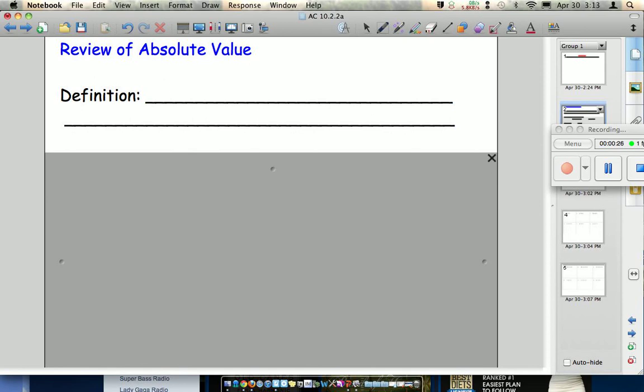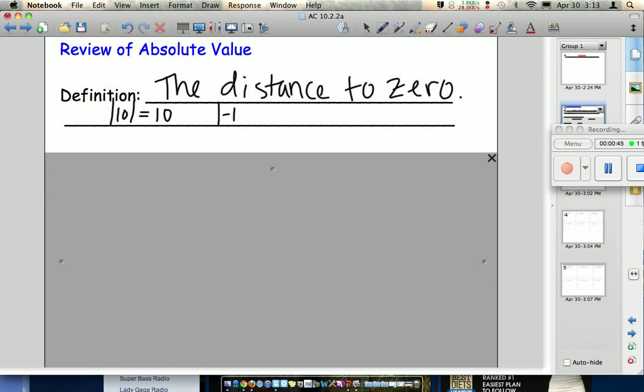It's asking for the distance to 0. So for example, the absolute value of 10 is 10 because it takes 10 units to get to 0. But what's interesting is the absolute value of negative 10 is also 10 because it also takes 10 units. Distance is always positive, so that's another key thing to consider. Absolute value is always positive.